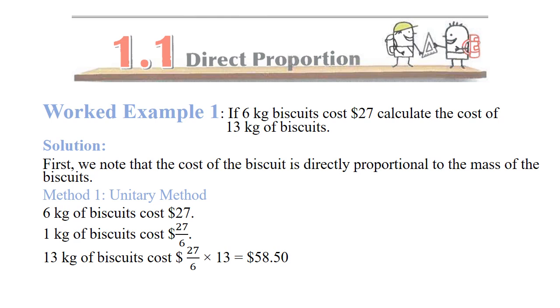So in order to get the cost of 13 kg of biscuits, we have to multiply 1 kg by 13 to obtain 13 kg. So we have to do the same with the cost. So we multiply $27/6 by 13. So it gives us the cost of 13 kg of biscuits equal to $58.5.